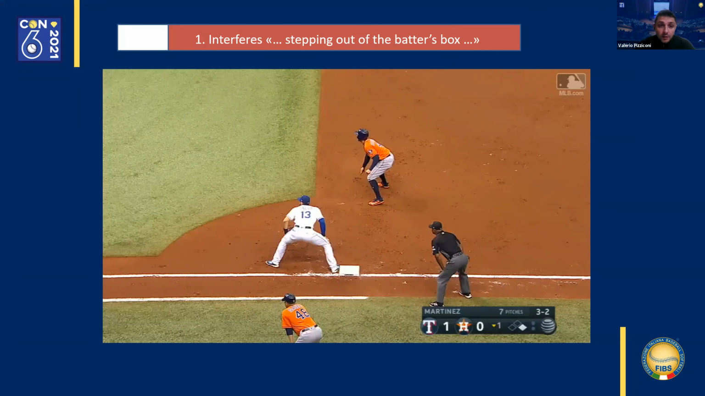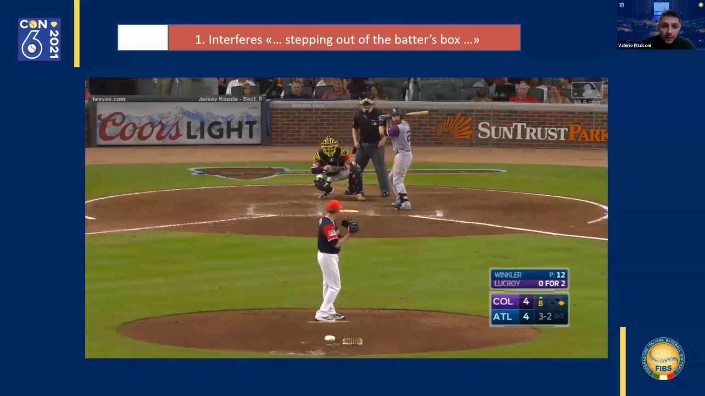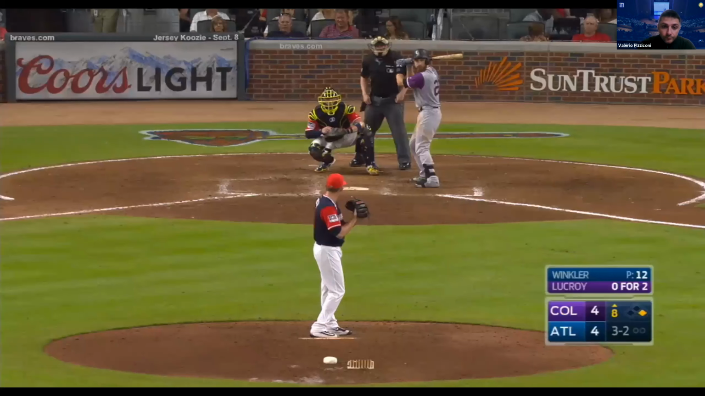In this case, we have seen that there was no physical contact between the hitter and the catcher, but given that the hitter left his batter's box and hindered the catcher's ability to throw out the base runner at second base, interference was called. Let us watch another example of a hitter who leaves his box.